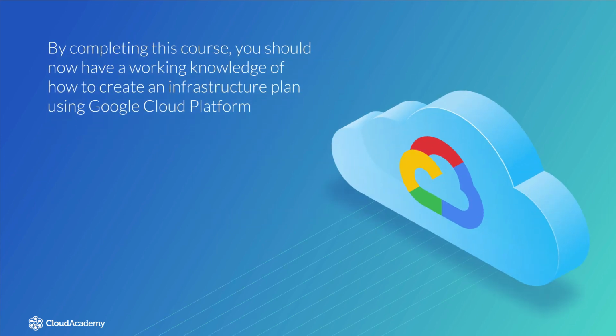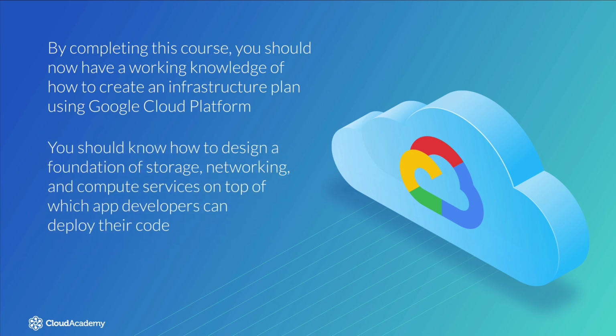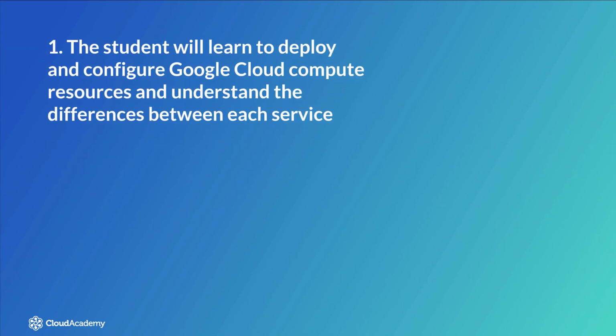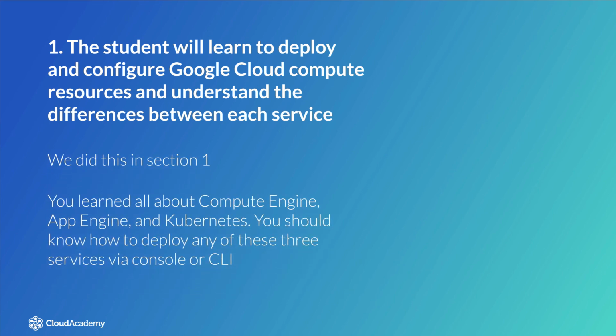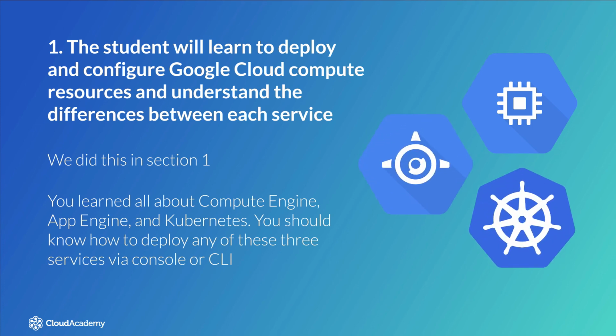Now, by completing this course, you should have a working knowledge of how to create an infrastructure plan using Google Cloud Platform. You should know how to design a foundation of storage, networking, and compute services on top of which app developers can deploy their code. Now let's get a little more specific and take a moment to review those course objectives. Objective 1, the student will learn to deploy and configure Google Cloud compute resources and understand the differences between each service. So we did this in section 1 where you learned all about Compute Engine, App Engine, Kubernetes. You should know how to deploy any of these three services via the console or CLI.